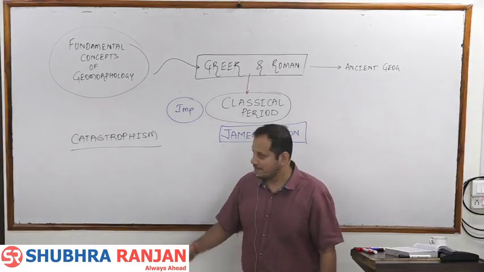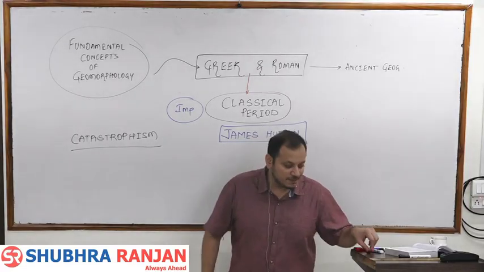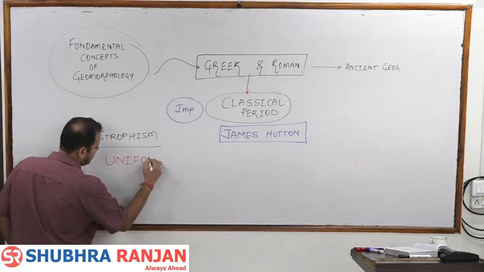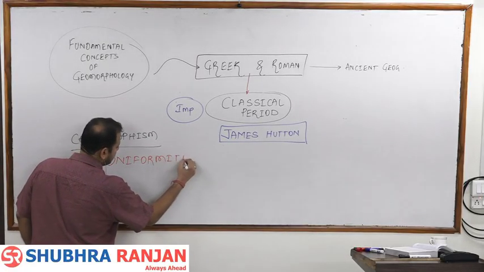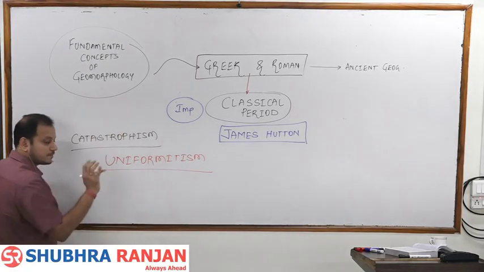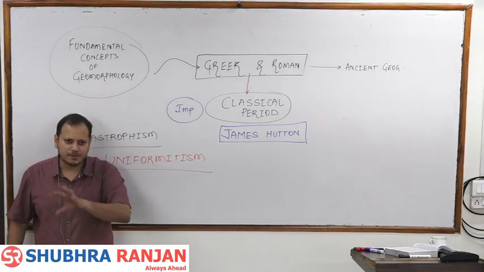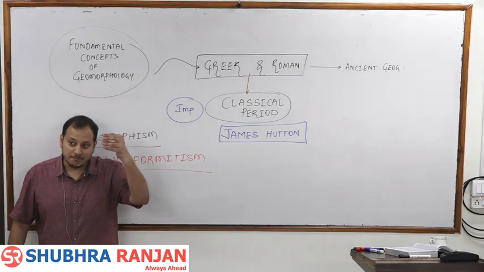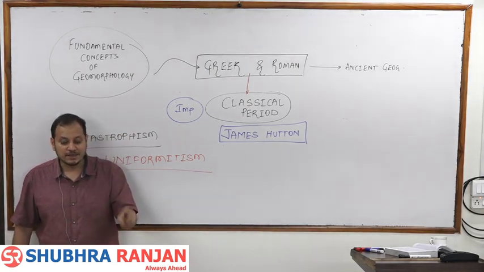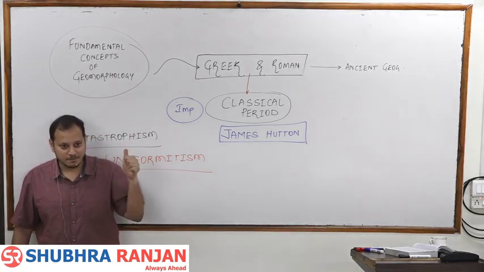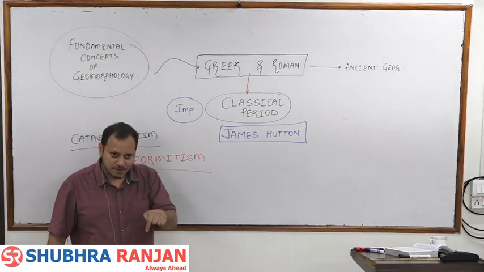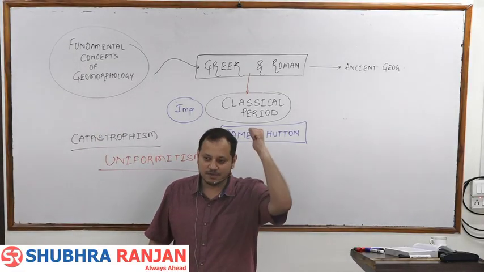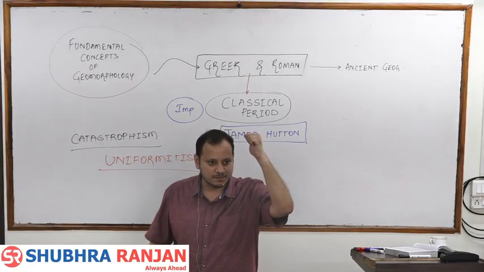Who challenged the idea? James Hutton. He gave the principle of uniformitarianism, which says, don't write this, that geological processes are very slow and therefore they will take millions of years to show their effect, and therefore present is key to the past. The geomorphic processes operating today, the changes seen on the surface today, are an example of what the climatic evidences were in the past.